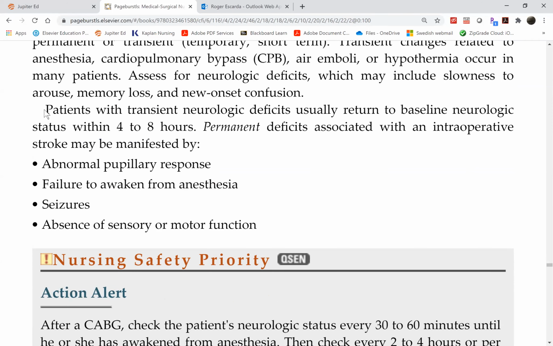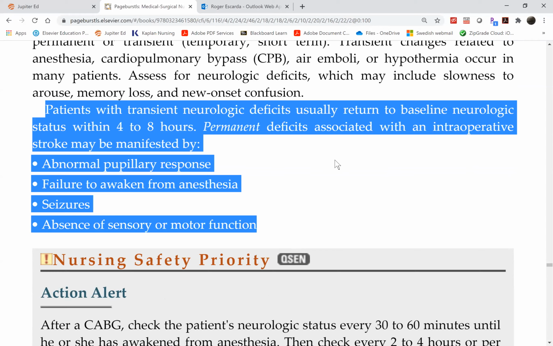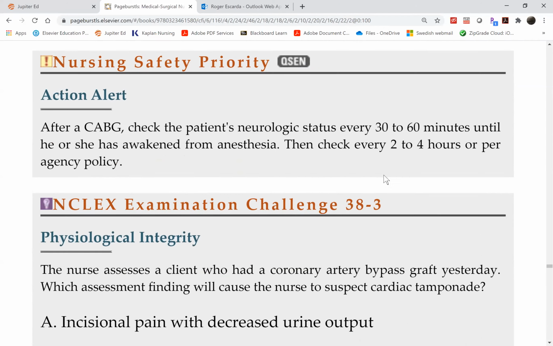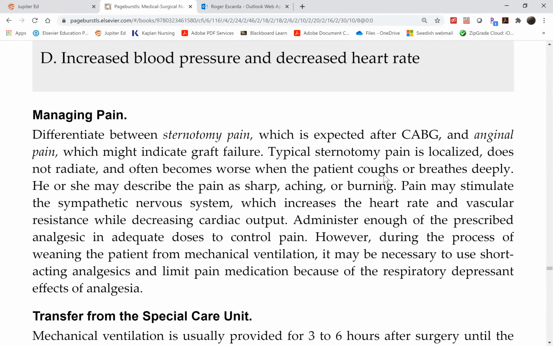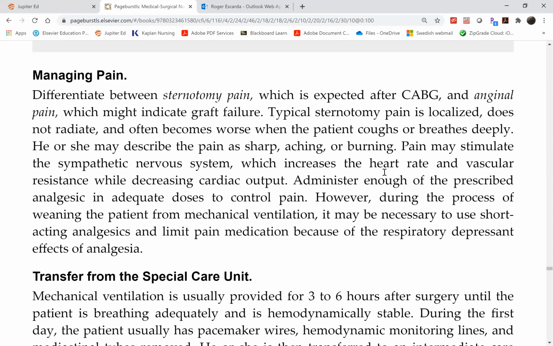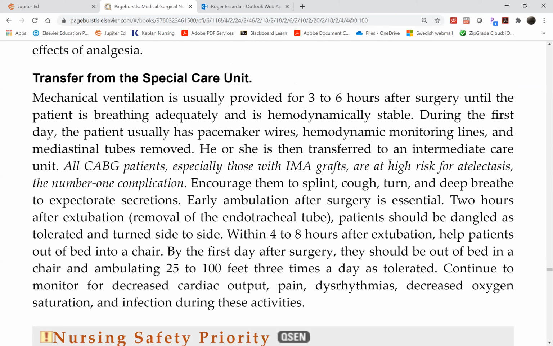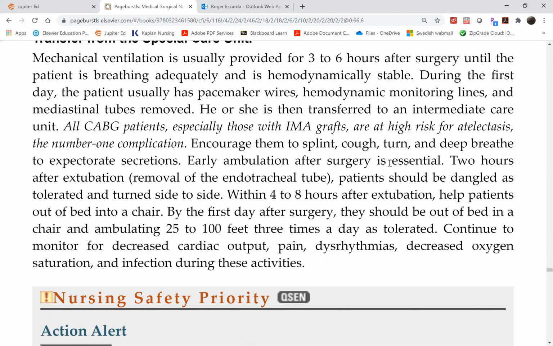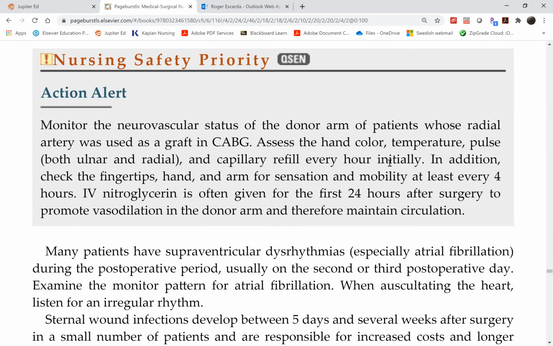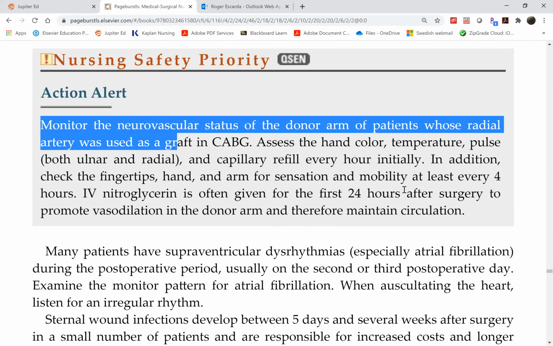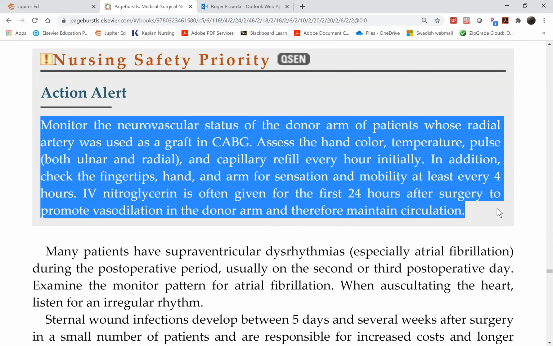I have no question on this. You can disregard that. Pain management will be PCA. They'll be on morphine. Okay. This part here is monitoring the source of the graft.